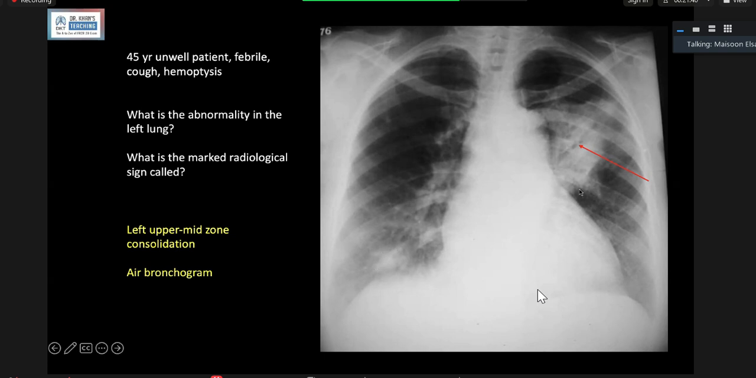So you can still see a small consolidation in the right lower area here. And this is the left upper to mid zone consolidation that I was speaking about initially, that we can't say is in one lobe only because the cardiac contours are still pretty clear. And then what is the marked radiological sign called? That is here, there's an arrow pointing to it. So this is a branching linear lucency in the center, and this is the air bronchogram.